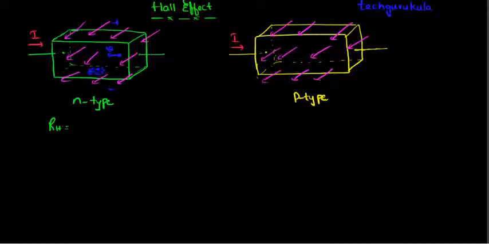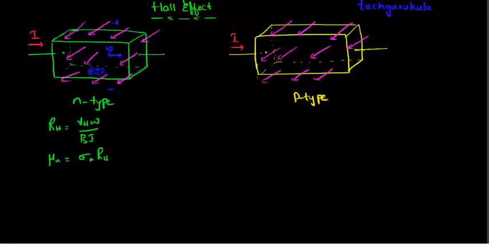R_H equals V_H W over B times I, and mu_n equals sigma times R_H. The sigma here is sigma_n, right? So the electrons were accumulating in phase 1, which is the bottom phase. Now let us consider if it is a p-type, what will happen.